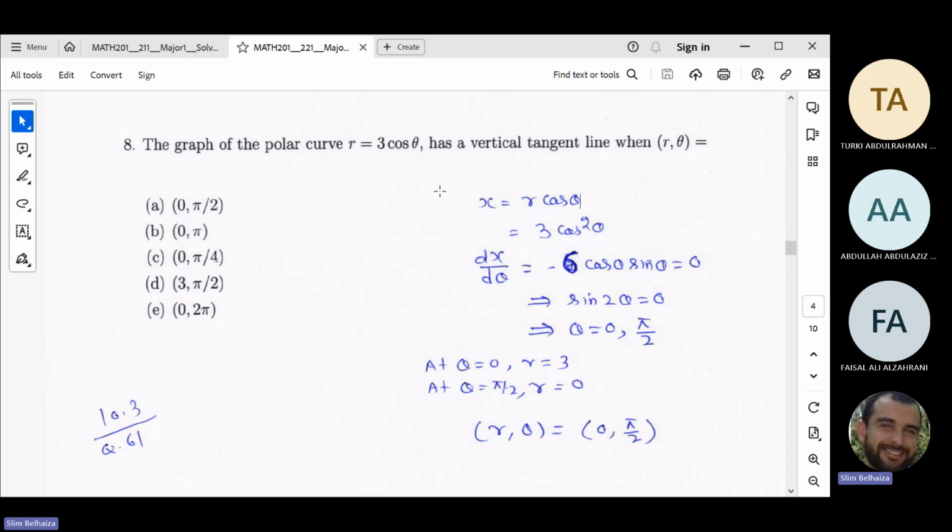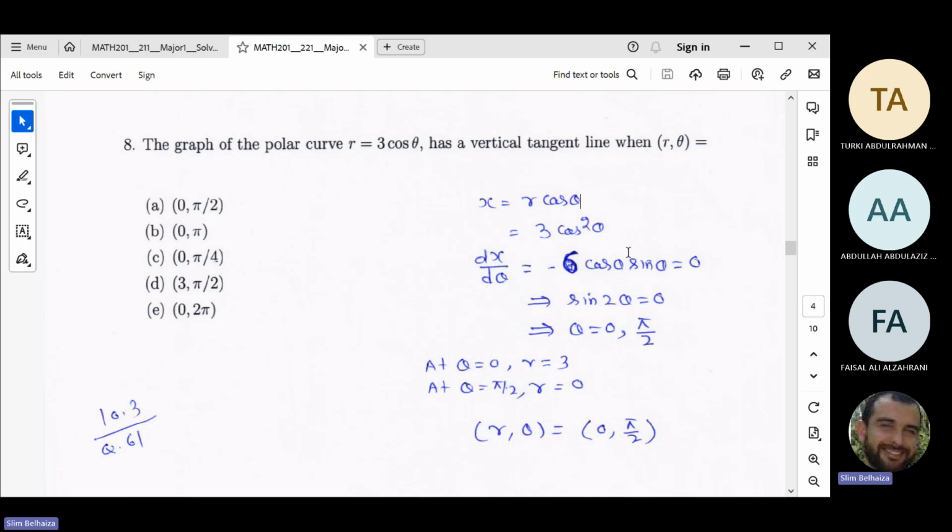The graph of the polar curve r equals 3 cosine theta has a vertical tangent line where? So x equals r cosine theta. So with r as 3 cosine theta, we're going to have x equals 3 cosine squared theta. The derivative dx over d theta is going to be minus 6 cosine theta sine theta. So basically, minus 6 cosine theta sine theta needs to be equal to 0.